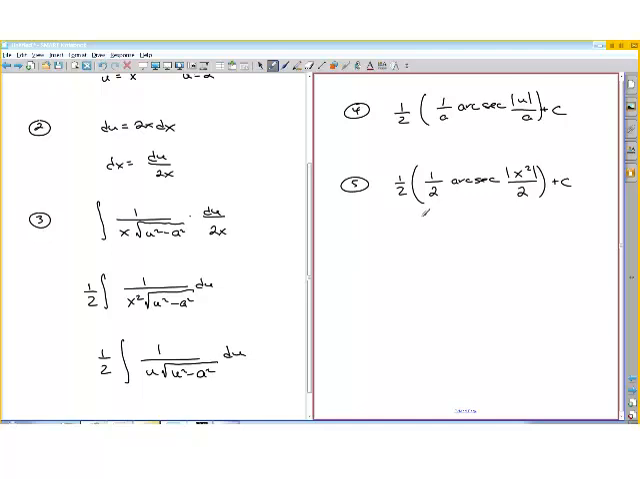plus c. And so the final answer is 1/4. 1/2 times 1/2 is 1/4 the arc secant. Now, because I'm squaring this, I can remove the absolute value signs, because if I square something, it's always positive. So I can just say it's x squared over 2 plus c. So this was problem number 12, and the answer is 1/4 arc secant of x squared over 2 plus c. So that's right. So they did take out the absolute value signs just like I did. 14.